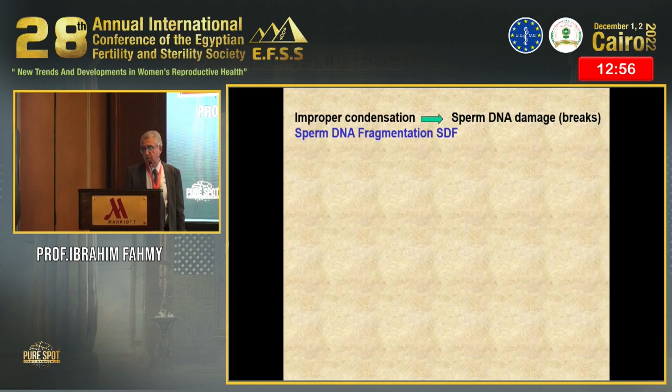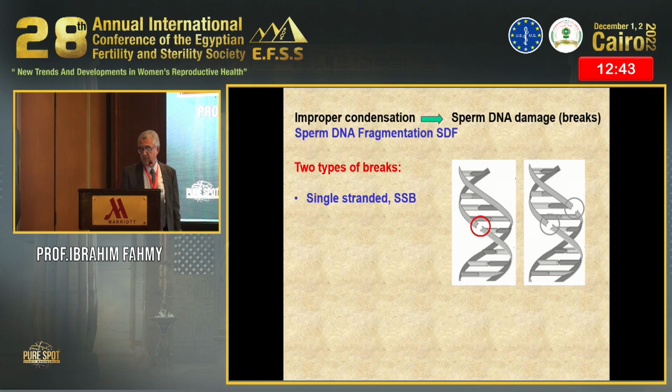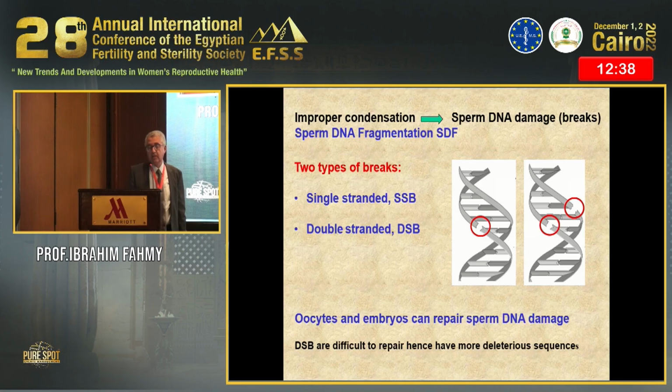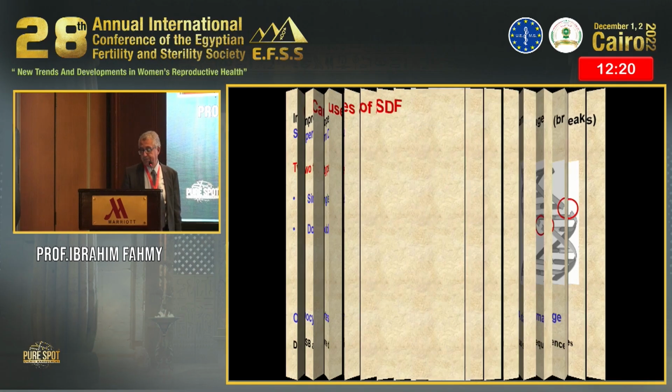Improper condensation or failure of condensation will eventually lead to sperm DNA breaks, and this we call sperm DNA fragmentation, or we will refer to it as SDF. There are two types of breaks, either single-stranded breaks or double-stranded breaks. Fortunately, the oocytes and the embryos can repair sperm DNA damage, but double-stranded breaks are difficult to repair, but usually a number of repairs can be done inside the oocytes or the embryos.